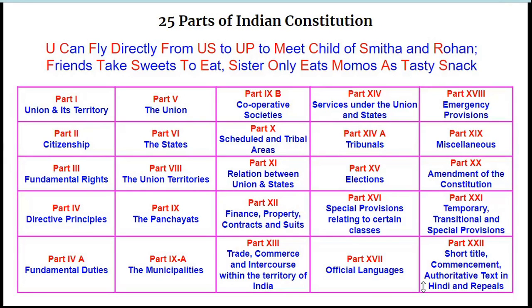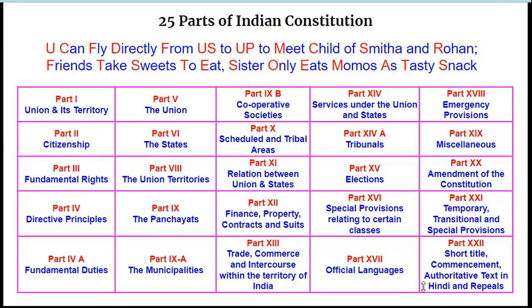So 25 parts of Indian Constitution you can remember with these two sentences. Kindly note here all the red letters which I have marked here and written in block represents starting letter of each word or each keyword on which each part of this constitution talks about. So you can fly directly from US to UP to meet child of Smita and Rohan.